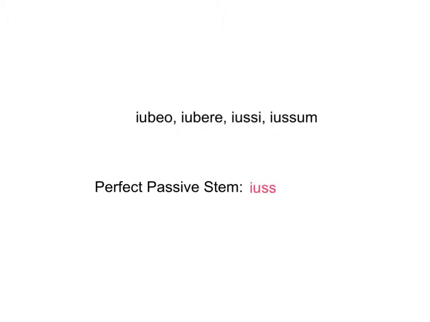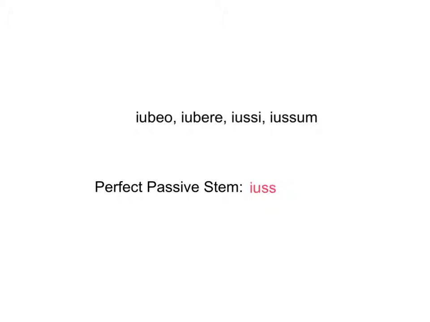We start off with the principal parts of a verb, and I've chosen this good second conjugation verb, iubeo, iubere, iussi, iussum, a very commonly forgotten word by students of Latin, but a very, very important one. It means to command or to order. This guy gives us lots of very important constructions, so I want you guys to remember this verb. Unlike most Latin students, it's a very useful verb.